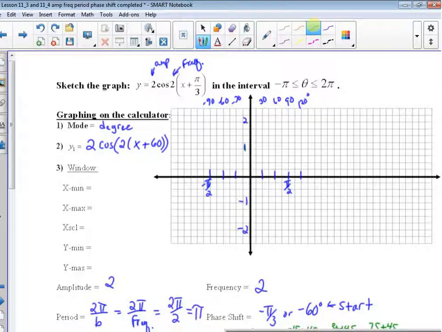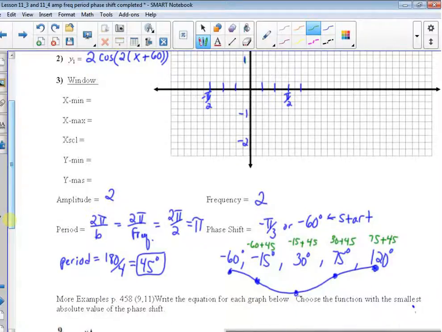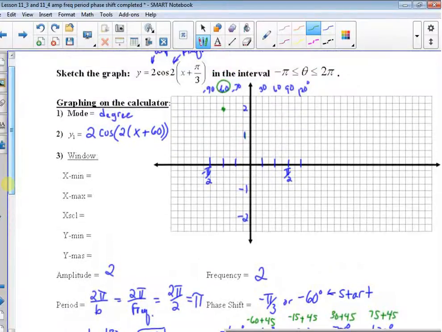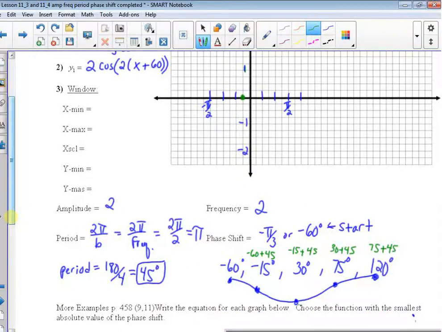All right, so negative 60 is where I'm going to start this cosine curve, and that's right here. Here's the key point. So I'm going to start it at 2, which is my amplitude. There's no reflection over the x-axis. Then my next key point, if I look down here, is negative 15. So my negative 15 would be halfway between 0 and 30. So this is negative 30, so negative 15 is right here. And then my next key point, okay, so that was negative 60, negative 15, now is positive 30.